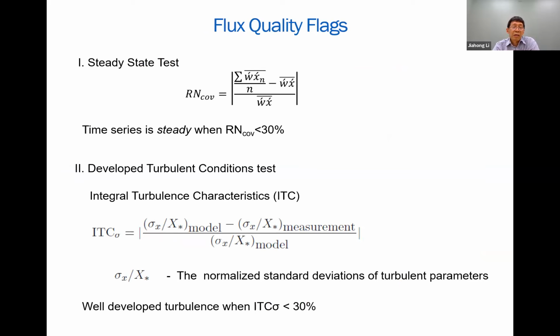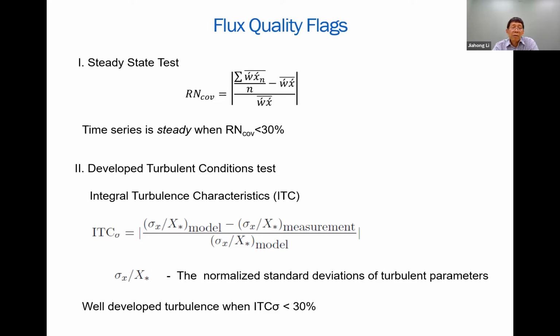Flux quality flags are determined by the steady state and developed turbulence conditions tests. Steady state means all the statistical parameters do not change with time. They stay stationary. For the developed turbulence condition test, when the test parameter ITC is below 30%, we can assume the turbulence is well developed.